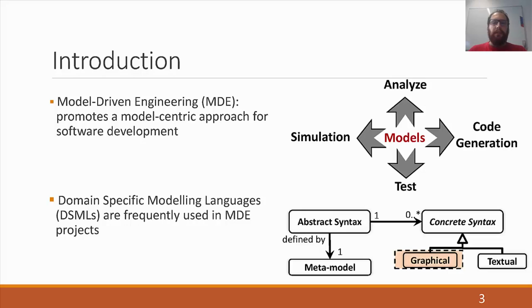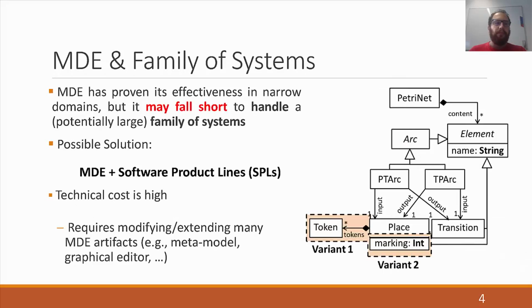Regarding their syntax, DSLs can broadly be classified as textual or graphical. In this presentation, we will focus on graphical representations. Despite MDE having proven to be especially effective in narrow domains, it may fall short in handling a potentially large family of systems. In such cases, one can resort to software product line techniques to avoid modeling explicitly each system of the family. For instance, this is a metamodel that describes a PetriNet language.